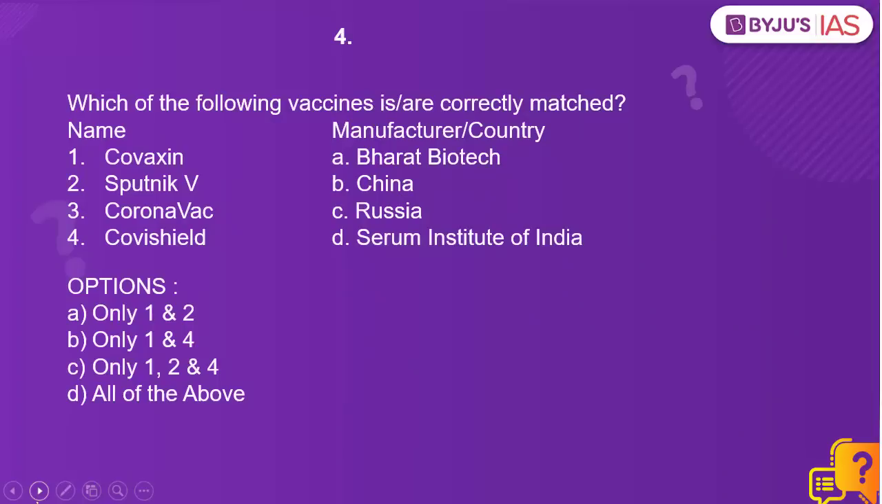Now let's look at question number 4. Which of the following vaccines is or are correctly matched? Covaxin, the manufacturer is Bharat Biotech, correct. Sputnik 5 from Russia. Coronavac from China. Covishield, the manufacturer is Serum Institute of India. So only 1 and 4 are correctly matched.